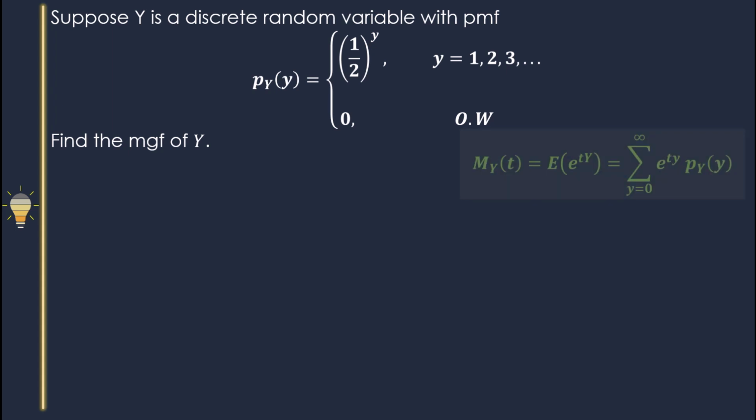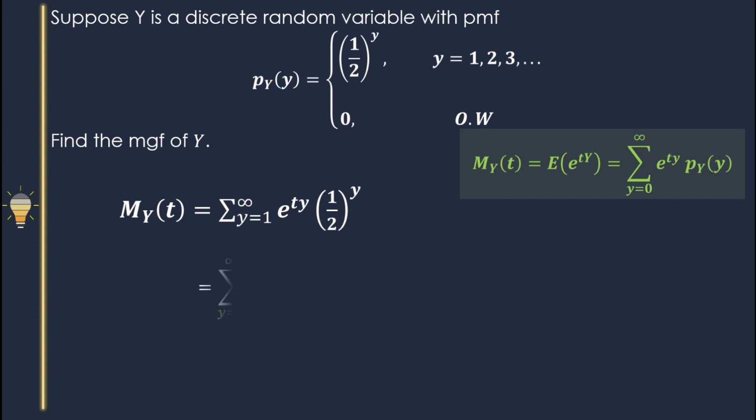What is the definition of the moment generating function? That is the expected value of e to the power tY. Since this is a discrete random variable, we use the summation, Y goes from 0 to infinity, of e^(tY) times the probability mass function. Our probability mass function is (1/2)^Y. Now we can write down this expression: (e^t/2)^Y, and Y goes from 1 to infinity. Then how do we find the summation of this expression?